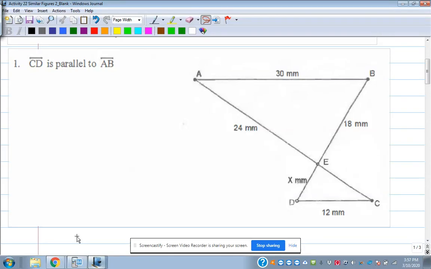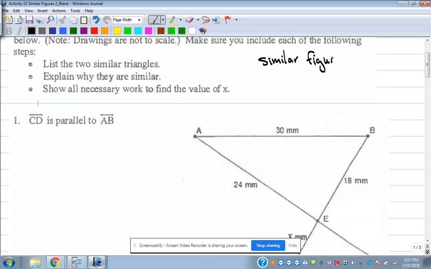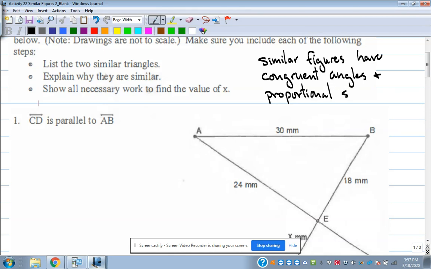Proportional. Okay, so the lengths are proportional and the angles are congruent. Okay, so similar figures. So I'd write that down somewhere. Similar figures have congruent angles and proportional sides.